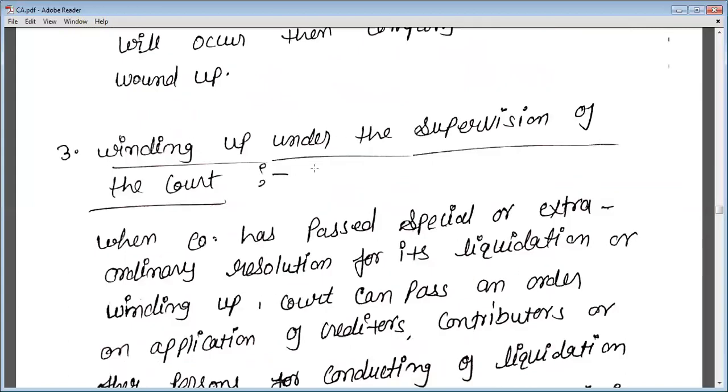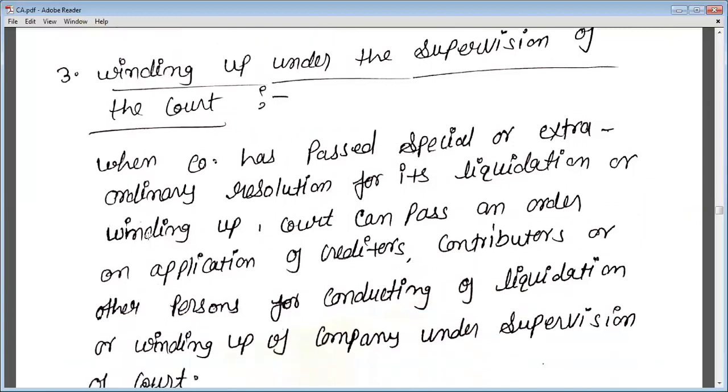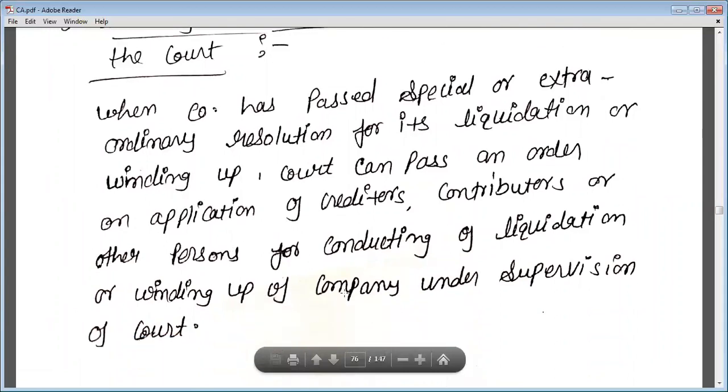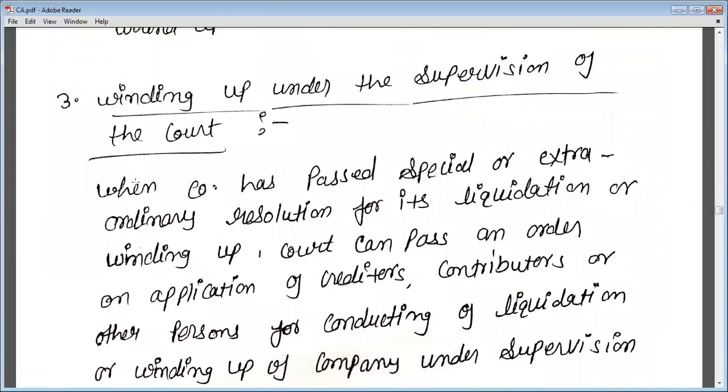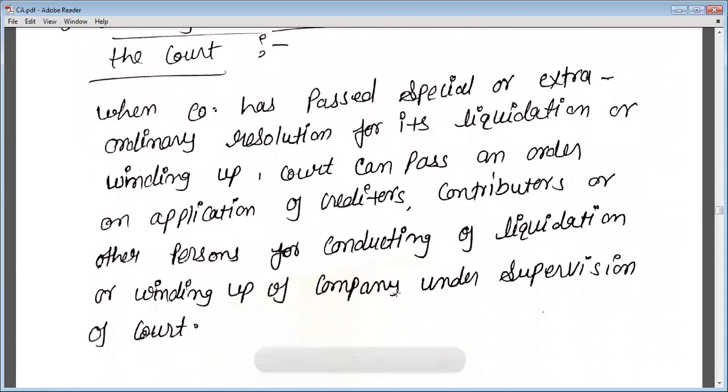Next condition, winding up under the supervision of the court. When company has passed special or extraordinary resolution for its liquidation or winding up, court can pass an order on application of creditors, contributories, or other persons for conducting a liquidation or winding up of company under the supervision of court. Let's read one more time. When company has passed special or extraordinary resolution for its liquidation or winding up, court can pass an order on application of creditors, contributories, or other persons for conducting a liquidation or winding up of company under the supervision of court.